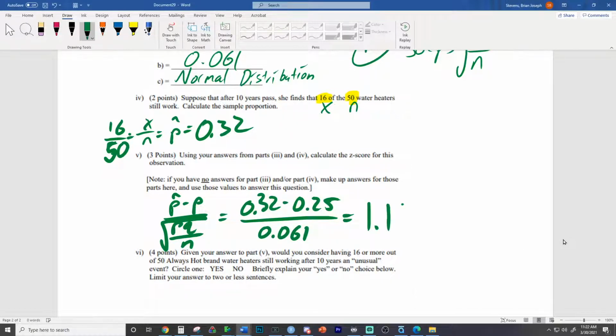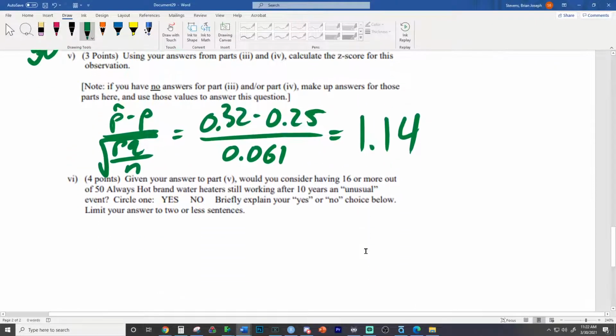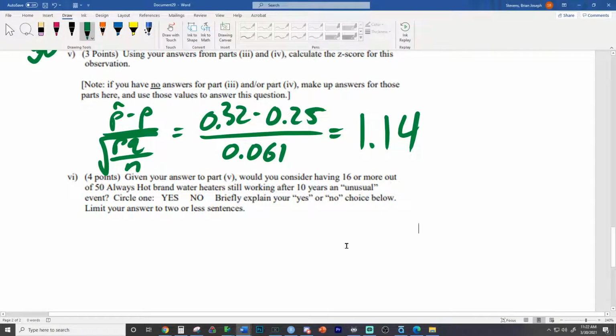And we get here to the last part of the question. Great job, Campbell. Given your answer in part 5, would you consider 16 or more hot brand water heaters after 10 years unusual? So would this be unusual?